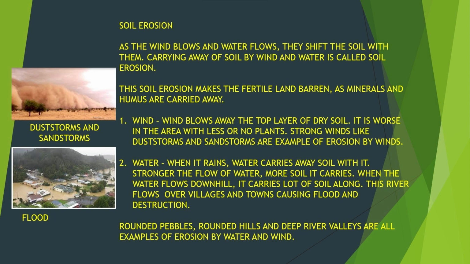1. Wind blows away the top layer of dry soil. It is worse in areas with less or no plants. Strong winds like dust storms and sandstorms are examples of erosion by wind.